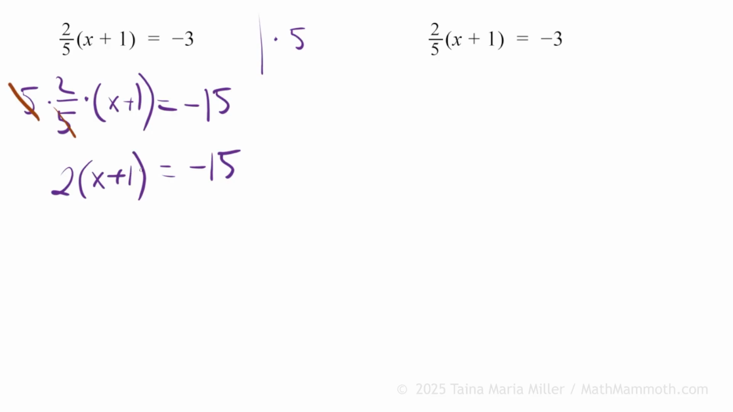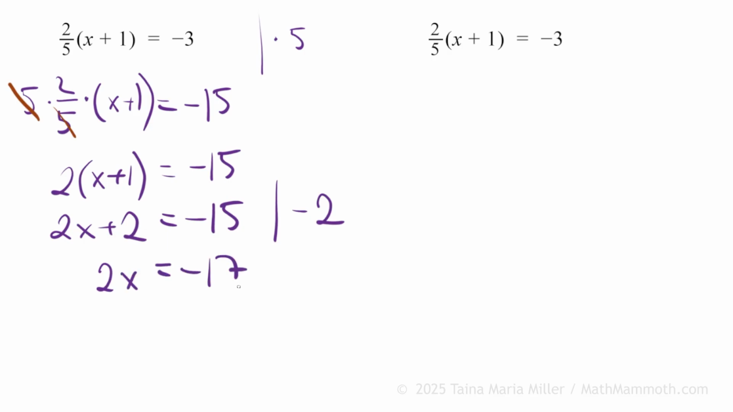Okay, now I could distribute the multiplication. Or I could divide both sides by 2. There's these two ways right here also. I'll distribute the multiplication. 2x plus 2 equals negative 15. Now subtract 2. 2x equals negative 17. Lastly, divide by 2. X equals this negative fraction, negative 17/2.